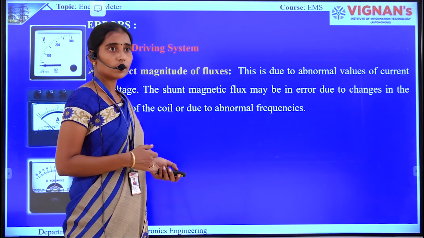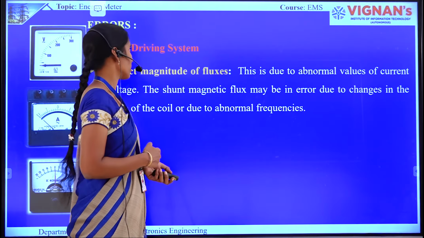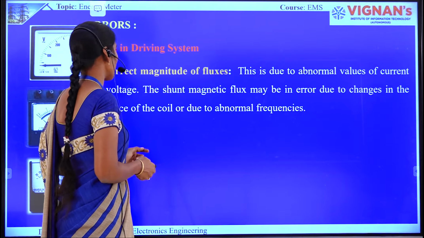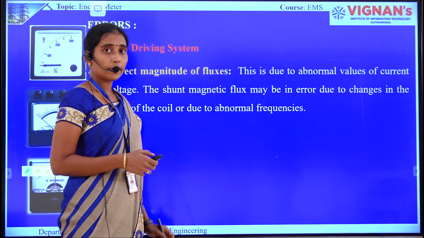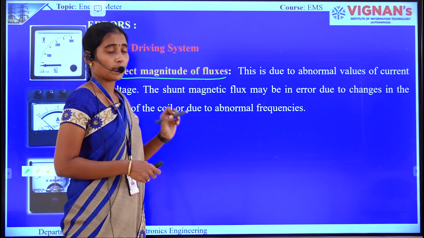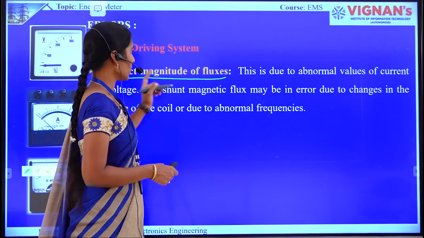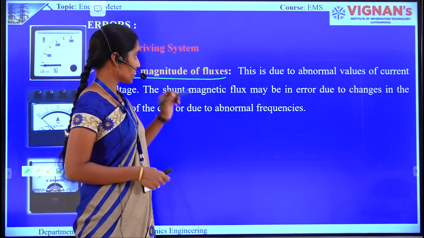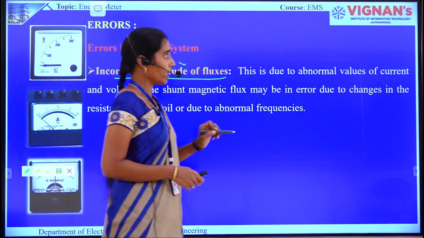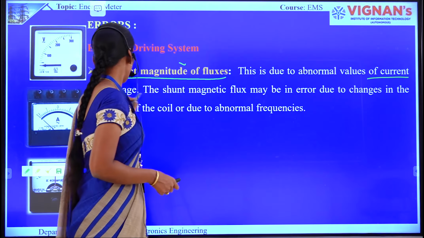Next, move on to the errors associated with your induction type energy meter. The first one is errors in driving system. The errors in driving system are due to the incorrect magnitude of fluxes. The first error in case of your driving system is incorrect magnitude of fluxes. This incorrect magnitude can be due to changes in the current value and voltages.